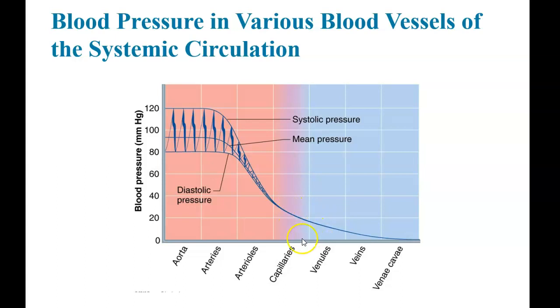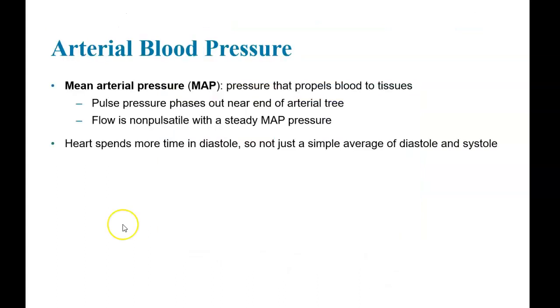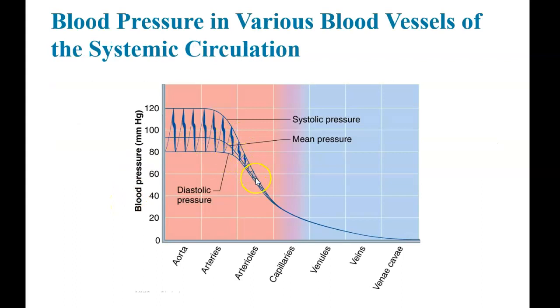Then venules are the branches that combine from the capillaries. And then those venules combine to form larger veins, and then the veins combine to form the vena cava. The mean arterial pressure is the pressure that propels the blood to tissues. So the pulse pressure phases out near the end of the arterial tree. As you can see here, near the end of the arterial tree, that's when the pressure starts to decline rapidly.